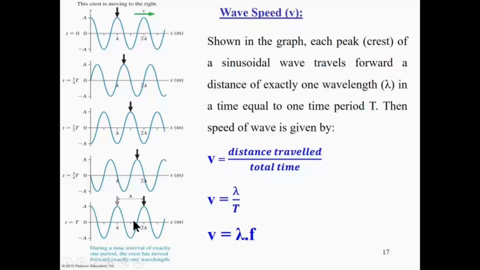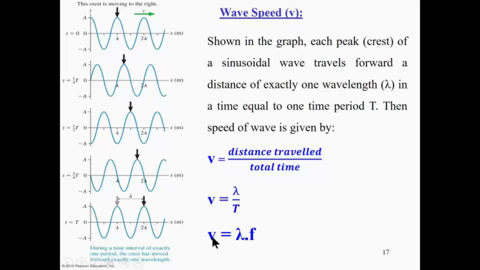As the particle oscillates for a full period, look at this peak. The peak has shifted by one lambda, one wavelength. As the particle oscillates through a full cycle in transverse motion, this peak of the wave has traveled exactly a distance lambda. So how do you find the speed of the wave? The speed of the wave is just distance traveled divided by total time. The total distance traveled is lambda, and the total time is T, the period, and 1 over the period is the frequency.